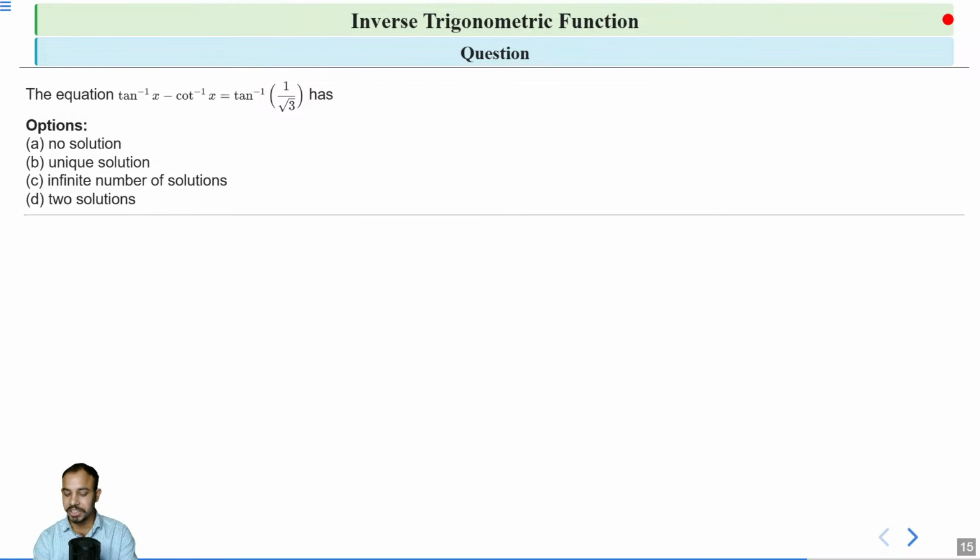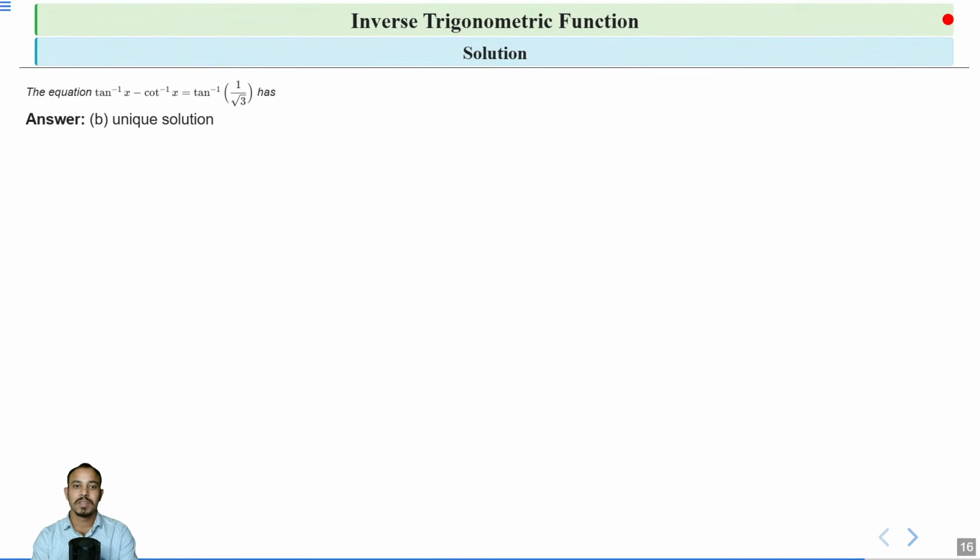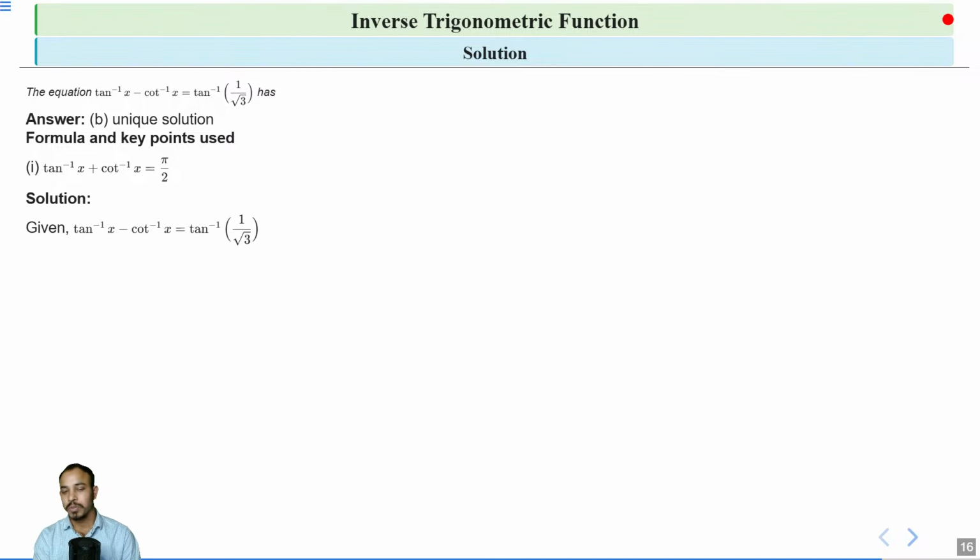So let's check which option is correct here. The correct answer is option B. Now see which formula and key points are used to solve this problem. First note here tan inverse x plus cot inverse x equal to pi by 2. And then solve this question. We are given tan inverse x minus cot inverse x is equal to tan inverse of 1 by root 3, and from this equation we have to find the number of solutions.